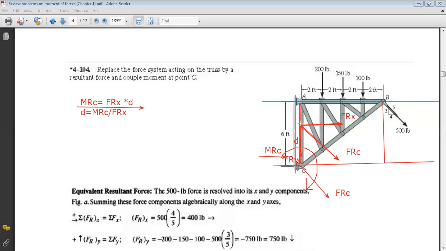And the single force will only have a moment due to the X component because the Y component passes by C, so it cannot produce a moment about C. So you can say now that this single force will produce a moment equal to FRX times the distance of displacement. From this condition, you can get what should be the distance D to displace your force on AC in order to get an equivalent system with just a single force.